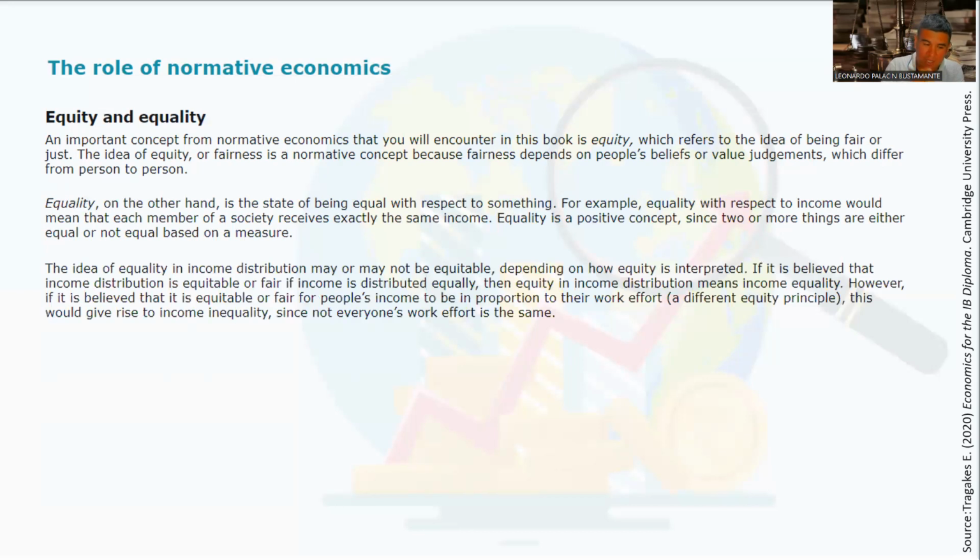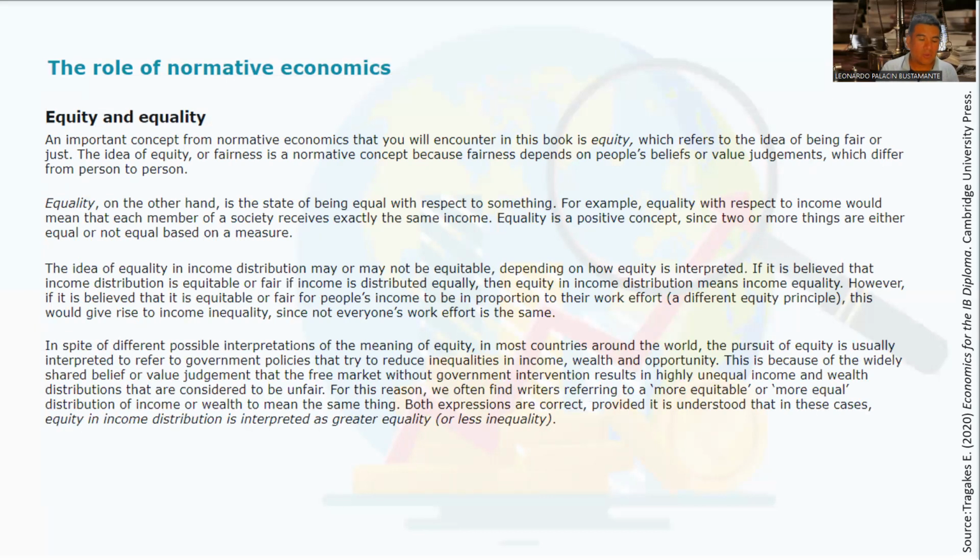The idea of equality in income distribution may or may not be equitable, depending on how equity is interpreted. If it is believed that income distribution is equitable or fair if income is distributed equally, then equity in income distribution means income equality. However, if it is believed that it is equitable or fair for people's income to be in proportion to their work effort, a different equity principle, this would give rise to income inequality, since not everyone's work effort is the same.